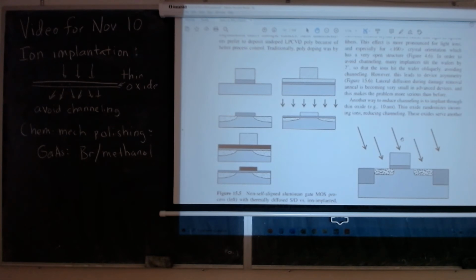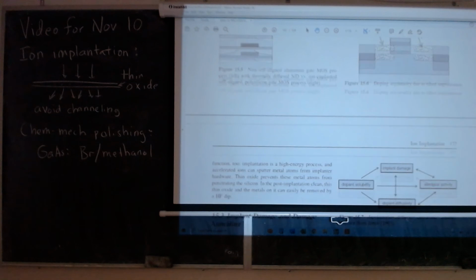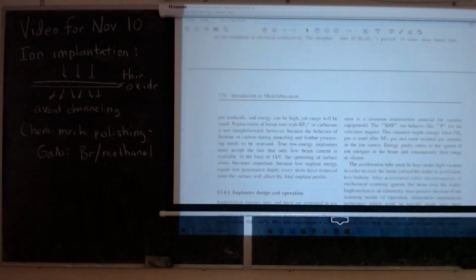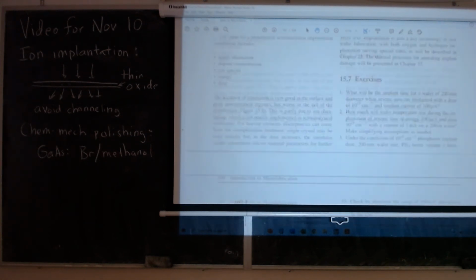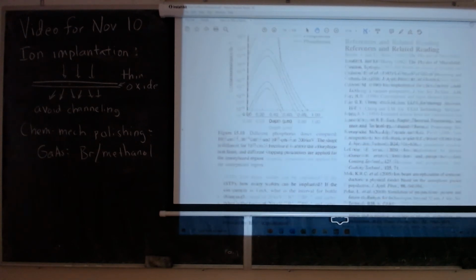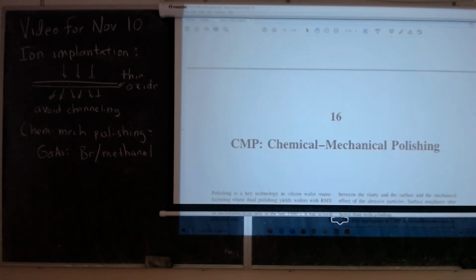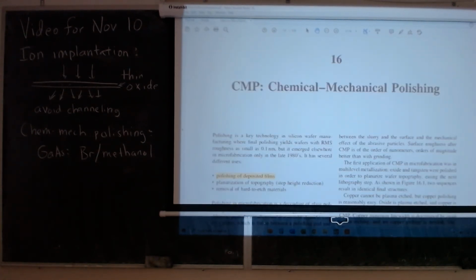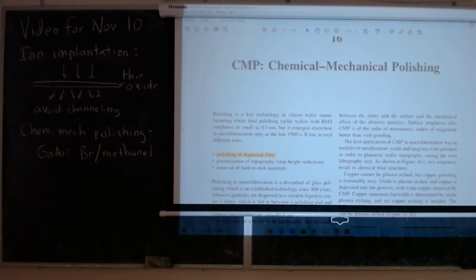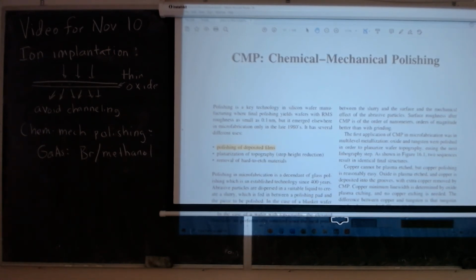Okay, and that's all I was going to do on ion implantation, and so I wanted to fill in that issue on channeling. And again, I will alter the syllabus so that you know that that's included. All right, now we're just going to cover chemical mechanical polishing a little bit.